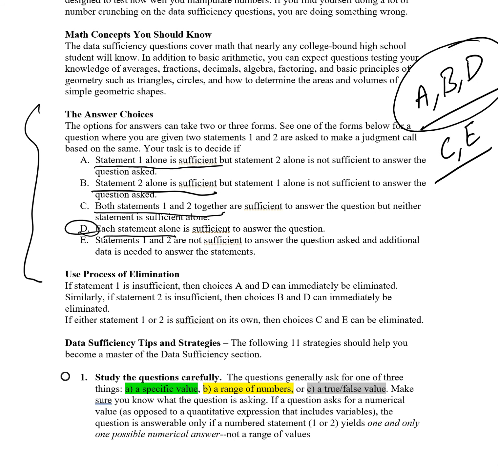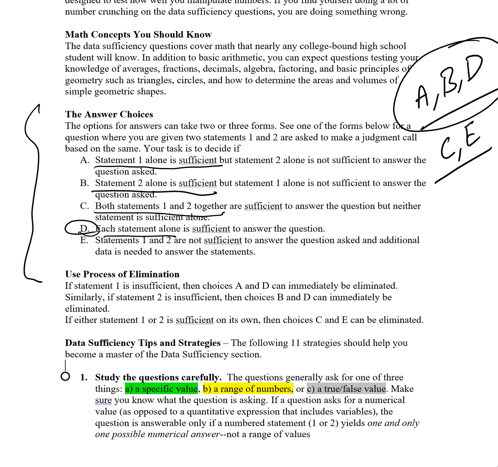Now, the next possibility is that hint 1 and hint 2 both are not good enough to solve the question for me. Then I would take the help of both the hints together and would try to solve the question. If I am able to do so, then I will mark C as the answer, which says that both statement 1 and 2 together are sufficient to answer the question, but neither statement alone is sufficient. So A, B, D is one zone and C and E are another zone.